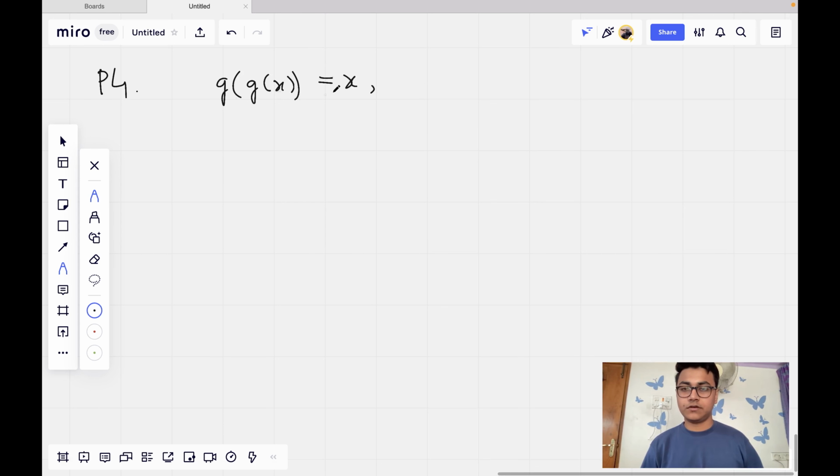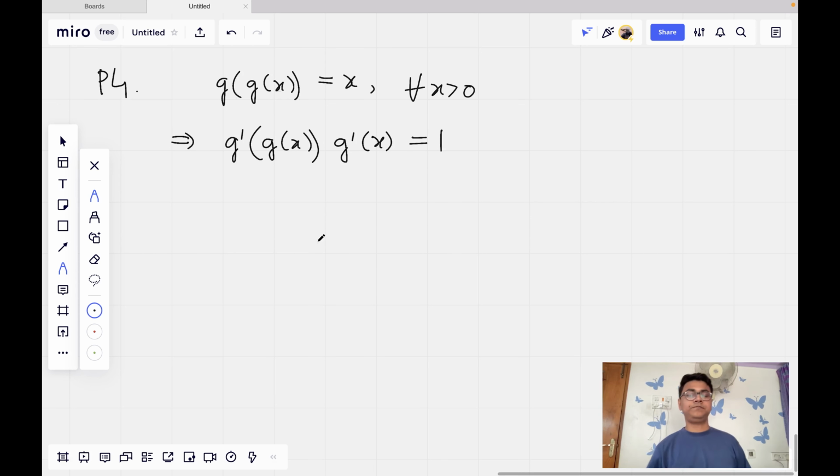We are given that g of g of x is equal to x for all positive reals x. g is differentiable, so we differentiate both sides of this equation to get g dash of g of x times g dash x is equal to 1. Now notice that if at any value of x, g dash x is equal to 0, this equation will give us 0 is equal to 1.